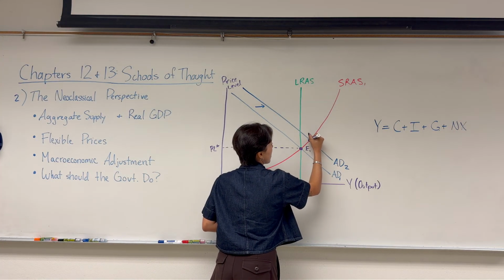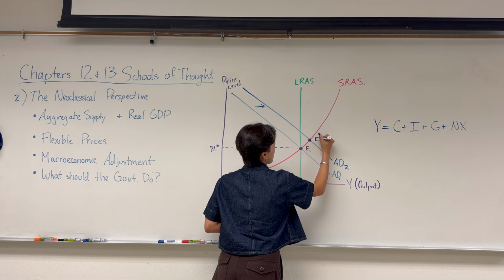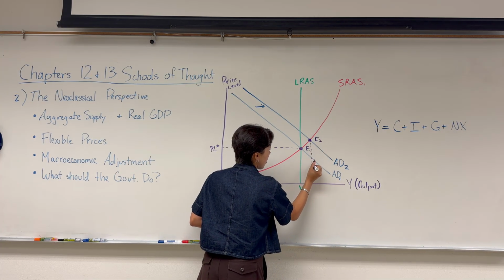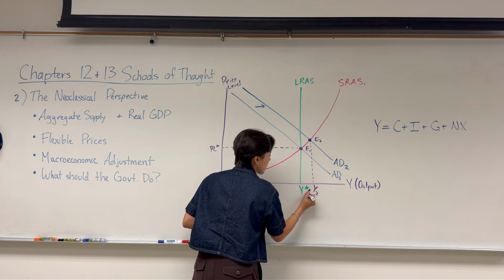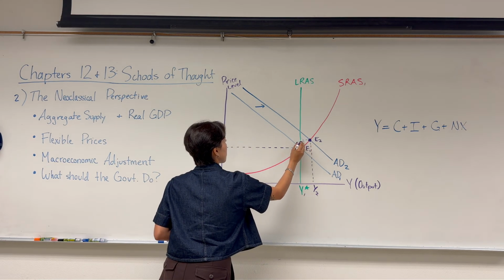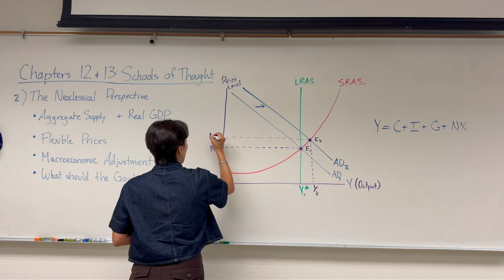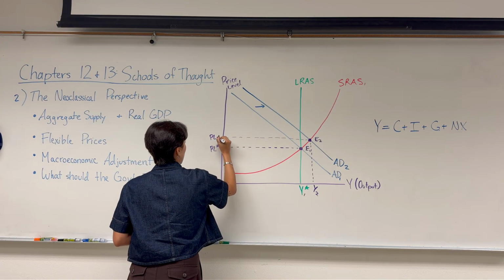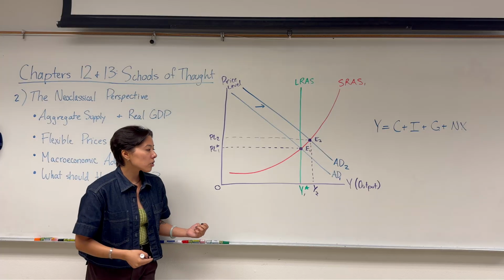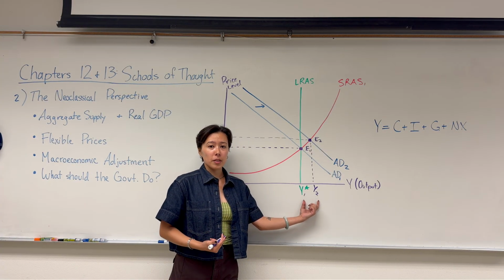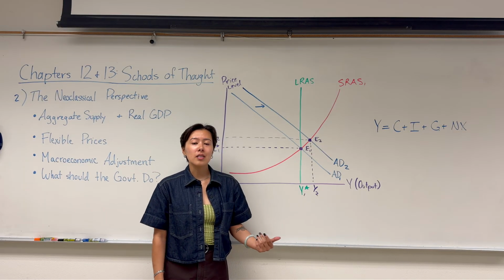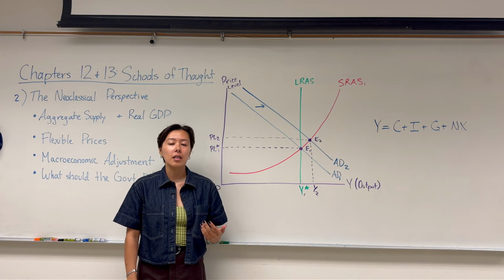At this new short-run equilibrium, we'll call this E2, my economy enters this inflationary gap where it's producing above its potential level of output. We also have some upward pressure on prices. Now, when we enter this inflationary gap, my economy is producing above its potential level of output, and this means that unemployment is unsustainably low.